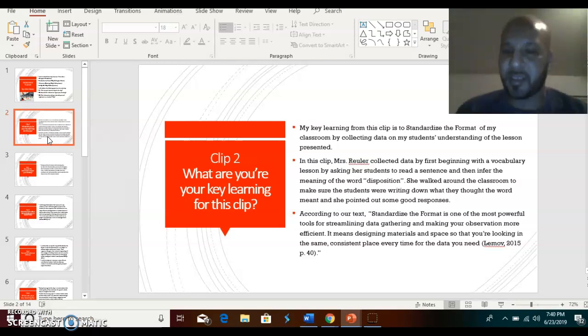According to our text, standardize the format is one of the most powerful tools for streamlining data gathering and making your observation more efficient. It means designing materials and space so that you're looking in the same consistent place every time for the data you need.